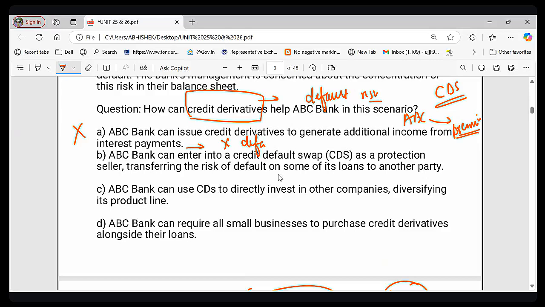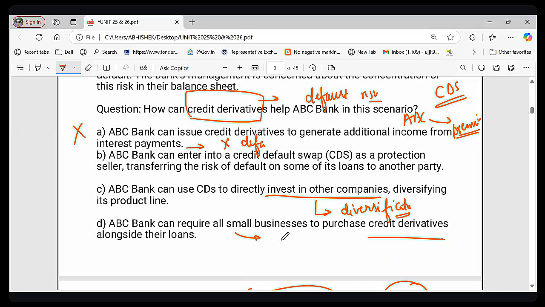What about option C? It says investing in other companies. This is called diversification. If you are investing in other companies, we call it diversification, but it does not reduce our risk. Option D says forcing business to buy derivatives, so that is not practical or even legal. The bank should manage its own risk, not push it on to the borrower.